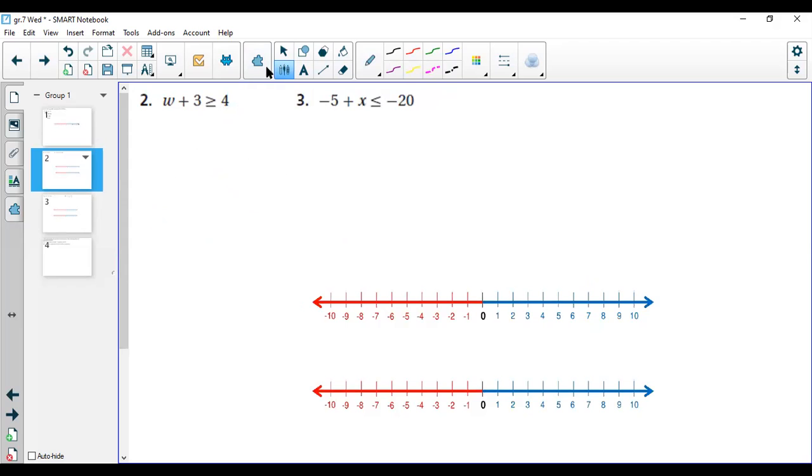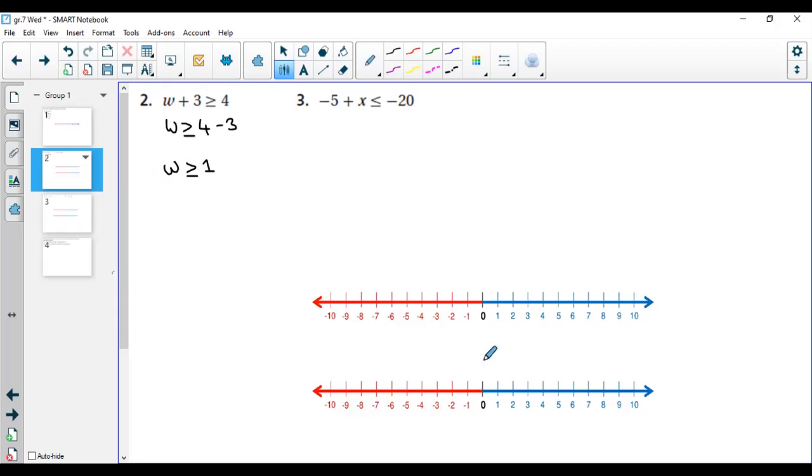Now if you have paused the video and if you have done the questions, well, that's a very good job, very good try. Let's discuss the answers. So here it's going to be W is greater than or equal to 4 minus 3, because to remove this plus 3 we need to minus it, right? So that's going to give you W is greater than or equal to 1.